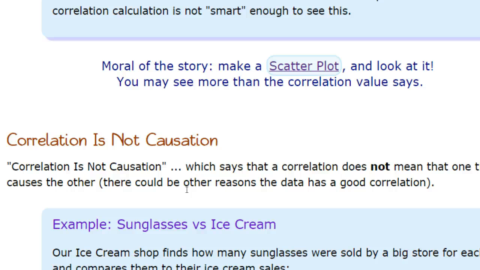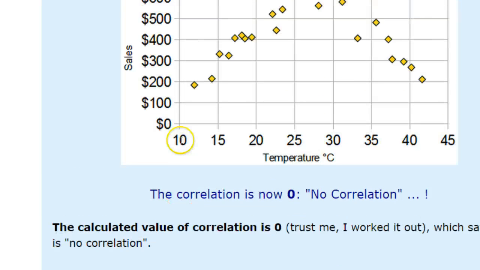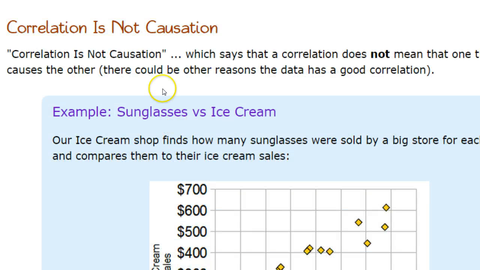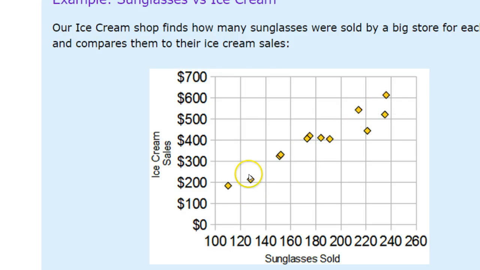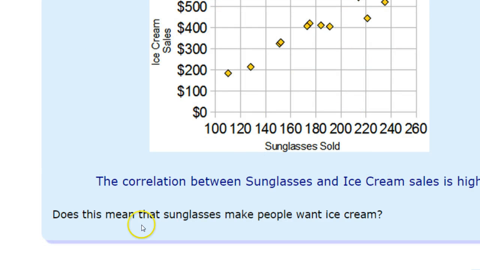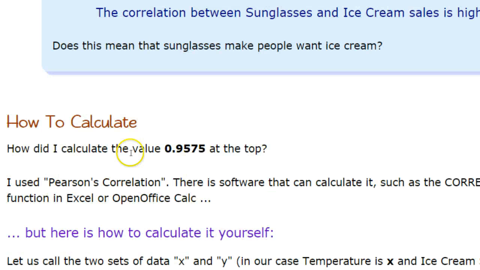Alright, now here, correlation is not causation, as I just proved with this story. Correlation is not causation, which says that correlation does not mean that one thing causes the other. There could be other reasons that the data has good correlation. Example, sunglasses versus ice cream. Our ice cream shop finds out how many sunglasses were sold at a big store for each day and compares them to ice cream sales. And look, oh, there's a strong positive correlation. Does that mean that sunglasses make people want ice cream? Okay, no, it doesn't, just in case you're wondering.